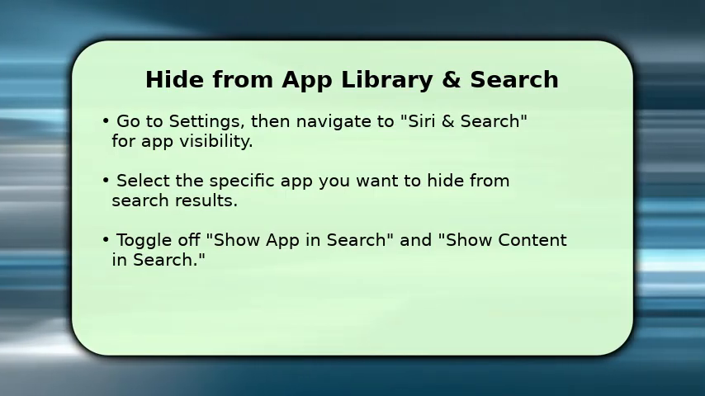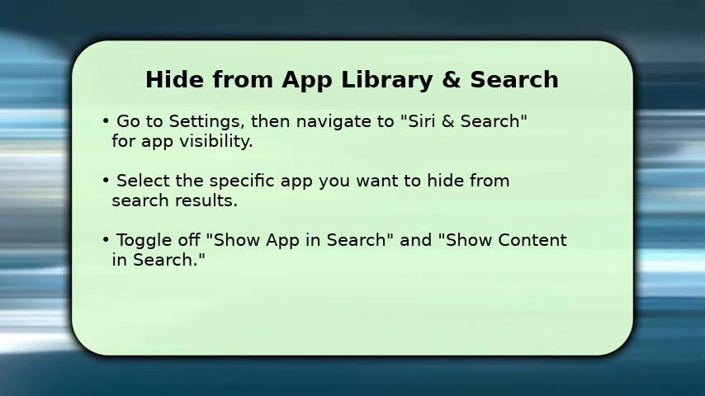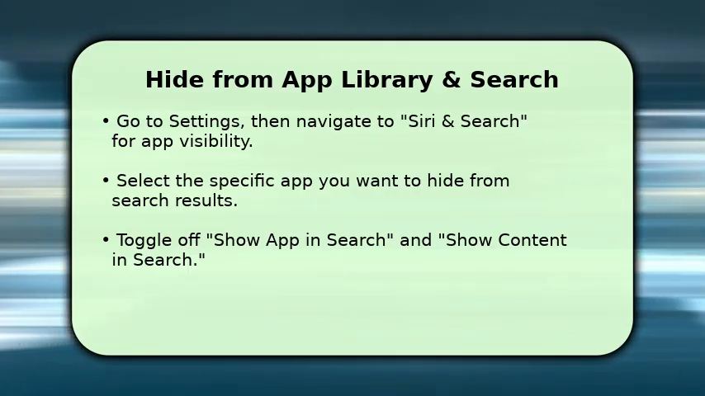For a deeper level of privacy, you can hide apps from the app library and Spotlight Search. Go to your iPhone settings, scroll down, and tap Siri and Search. Find the app you want to hide from search results. Tap on it, then toggle off Show App in Search and Show Content in Search. This ensures the app won't appear when you swipe down to search or browse your app library categories.